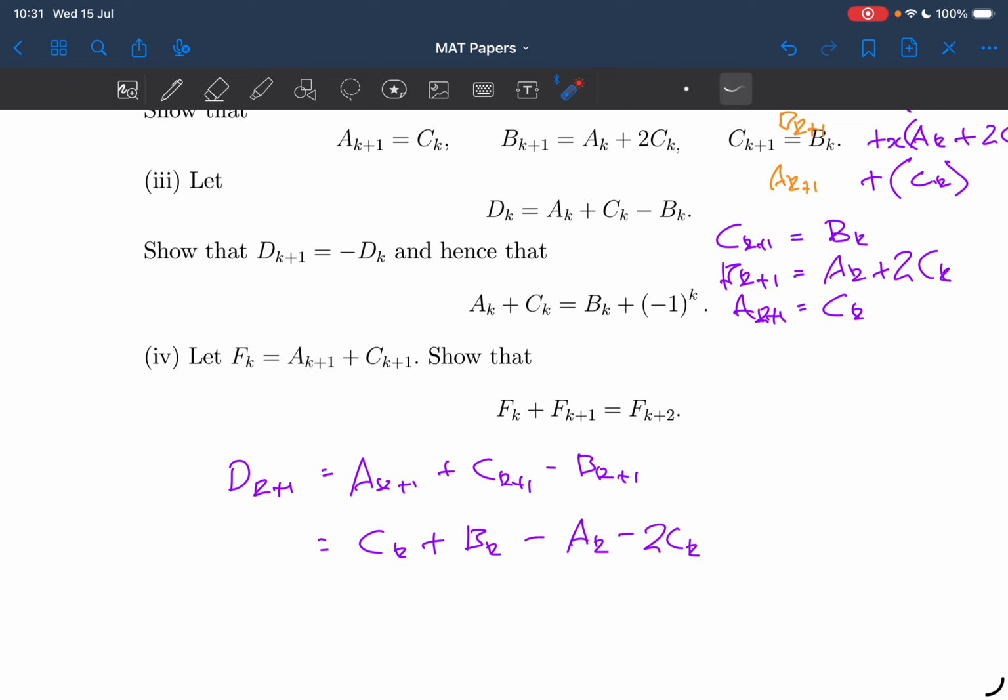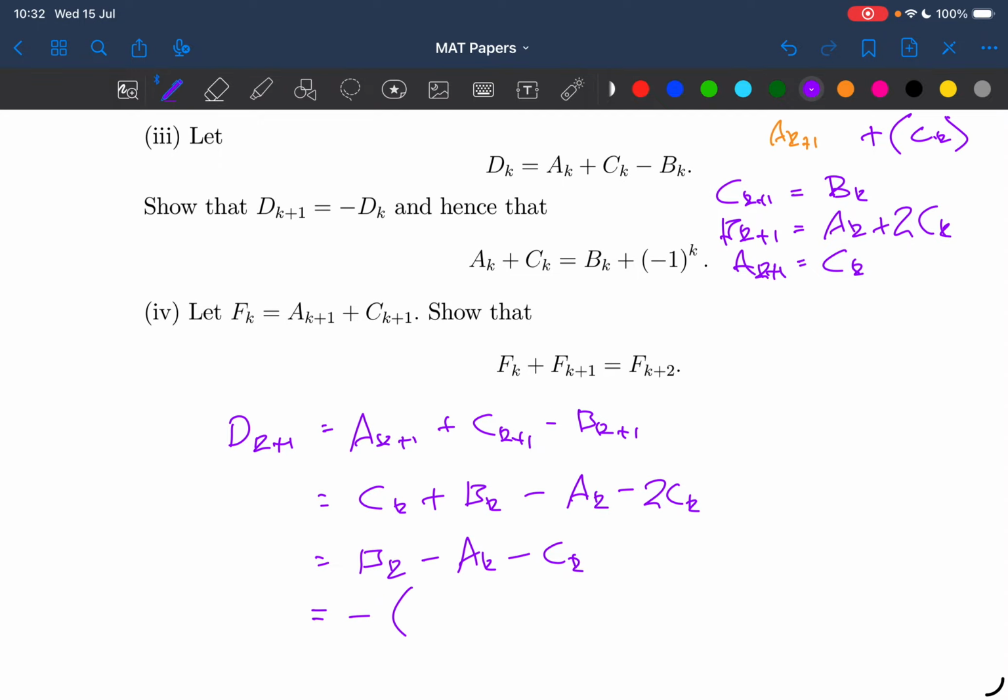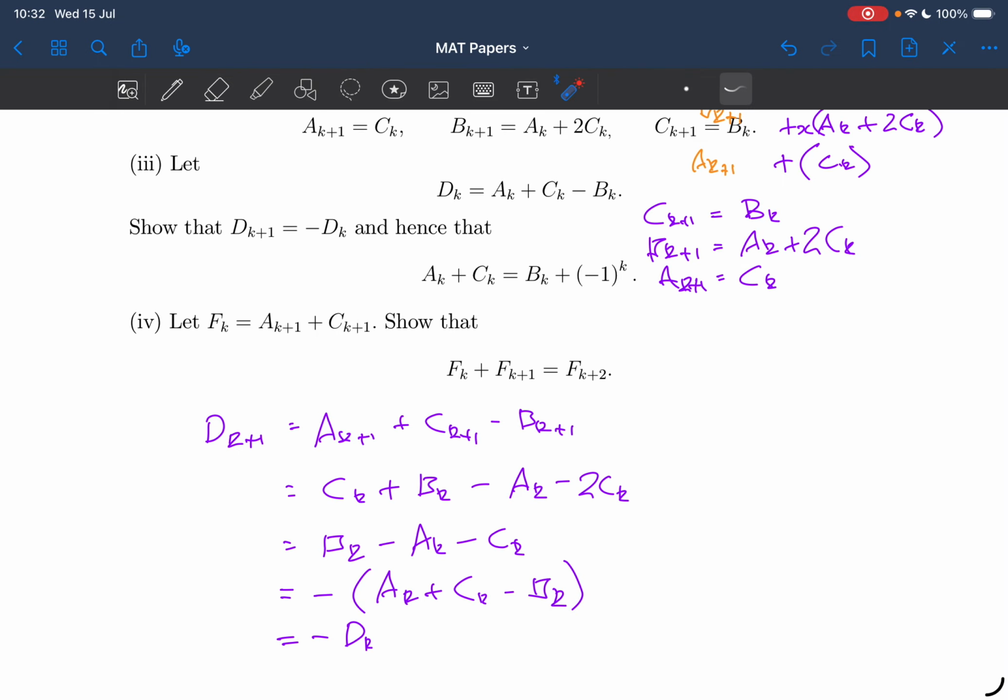That looks good. We can rearrange ever so slightly then. We've got ck there, minus 2ck there. So what we have is bk minus ak minus ck. And look up here, it is exactly the negative of that stuff. So, if you want to make sure you get all the marks, we can put negative of ak plus ck minus bk, and that is the same as just negative dk. Looks good.